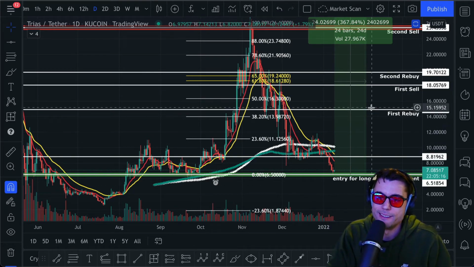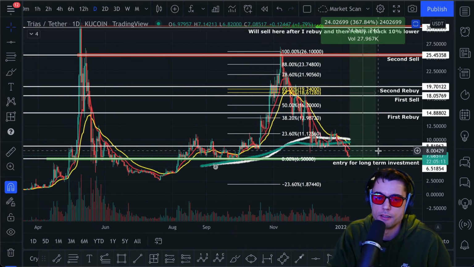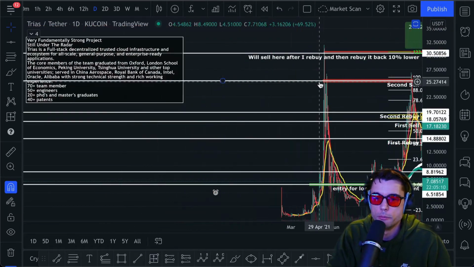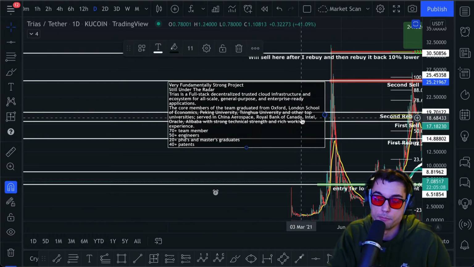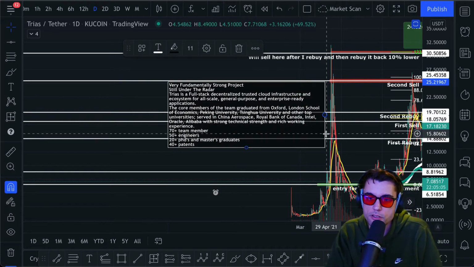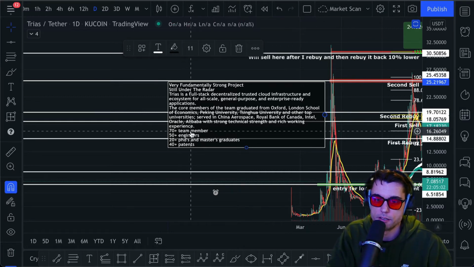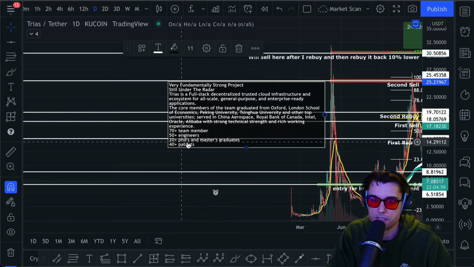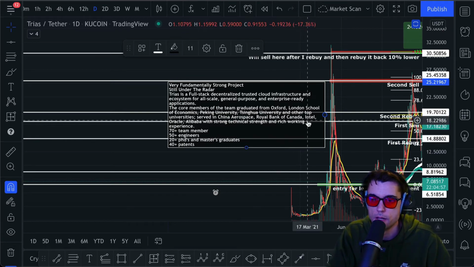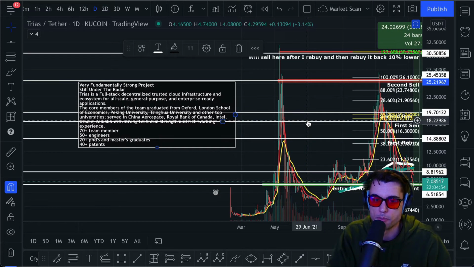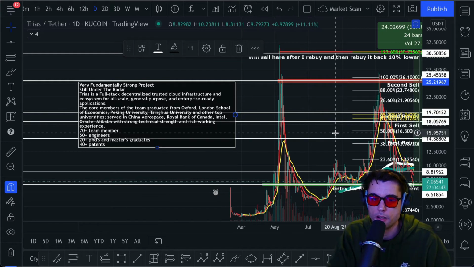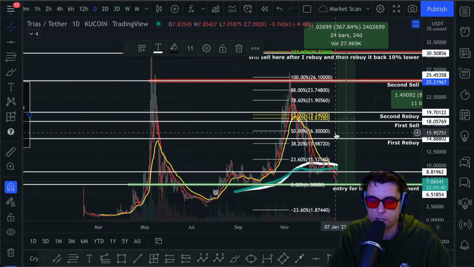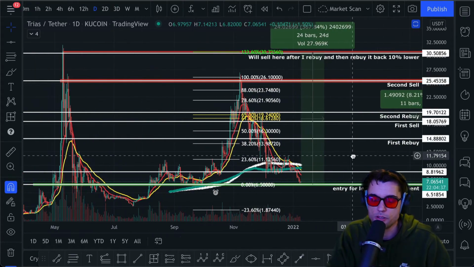And so yeah, this is a project that I wrote a little bit about right here. Basically, to me, it seems like it's fundamentally strong. Seems like it's still under the radar. It has 70 plus team members. It has 50 plus engineers, 20 plus PhDs and master graduates, and 40 plus patents. And a lot of the core members of the team graduated from Oxford, London School of Economics, Peking University, and they work for Intel and Oracle and Alibaba and the Royal Bank of Canada and China Aerospace and all this other stuff, right? So it seems pretty darn fundamentally strong to me, which is why I bought it.